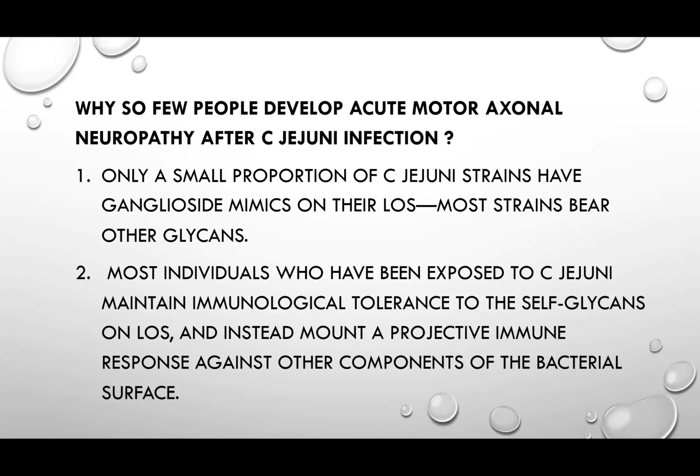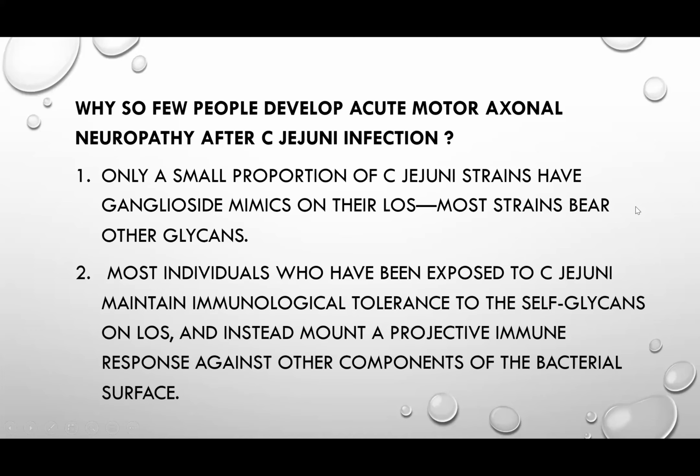Okay. So in Campylobacter jejuni infection, only the acute motor axonal neuropathy will be developed. And there are two reasons for this. One is that only a small proportion of Campylobacter jejuni strains have ganglioside mimics on their LOS. Most strains bear other glycans. And the second one is that most individuals who have been exposed to Campylobacter jejuni maintain immunological tolerance to the self-glycans on the LOS and instead mount a protective immune response against other components of the bacterial surface.